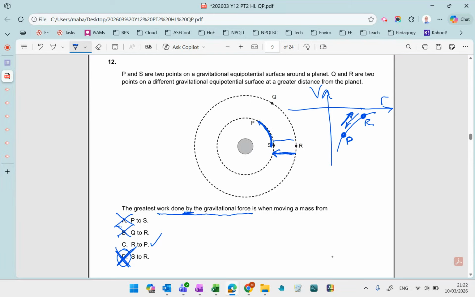The other word that it could have said, it could have said the greatest work done against the gravitational force, okay? In which case D would have been the correct answer again, right? Because then you would be moving up against the object's weight, right? So you'd be doing work on it to move it to a less negative. You'd be putting energy in to move it to a less negative potential. All right, it all hinged on that one word, by.